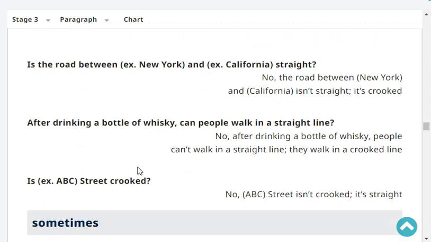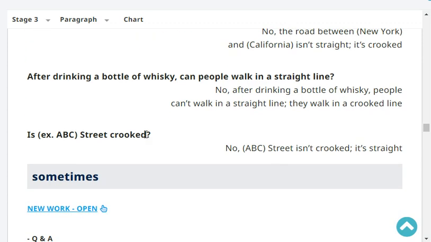After drinking a bottle of whiskey, can people walk in a straight line? No, after drinking a bottle of whiskey, people can't walk in a straight line. They walk in a crooked line. Is ABC Street crooked? No, ABC Street isn't crooked. It's straight.